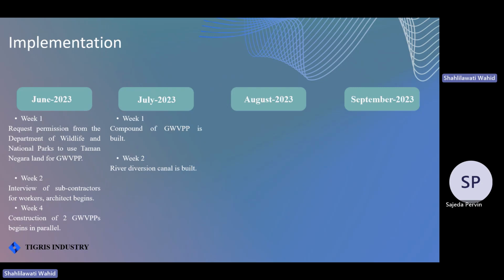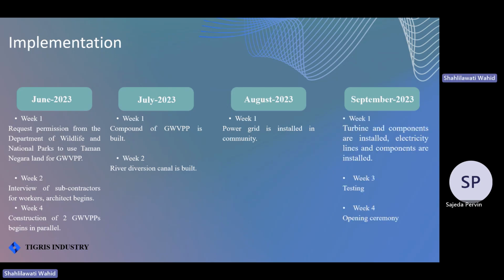And in July 2023, during week 1, the compound of the GWVPP will be built. During week 2, the river diversion canal will be built as well. In August 2023, during week 1, the power grid will be installed in the community. In September 2023, during week 1, the turbine and the components are installed, and the electricity lines and components are also installed. During week 3, we'll be testing our turbines to make sure that they work well. During week 4 will be our opening ceremony.